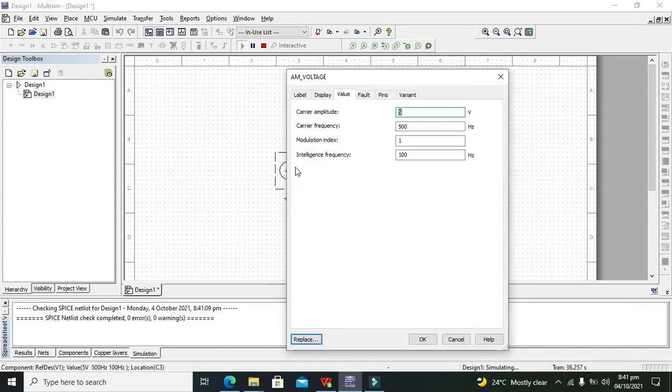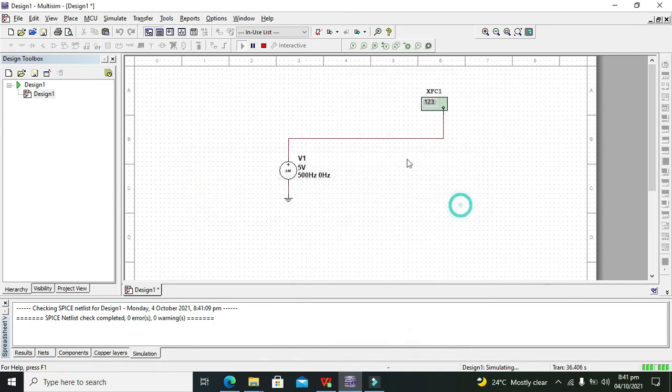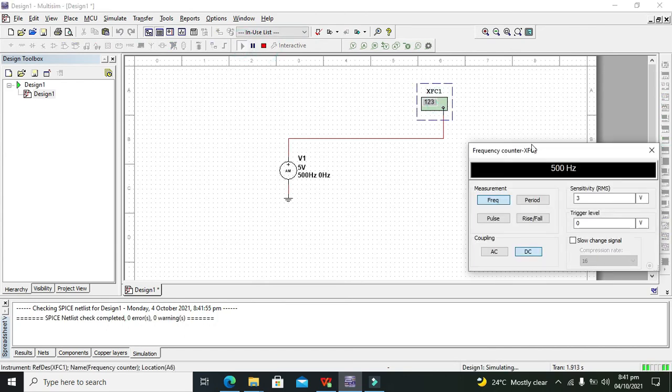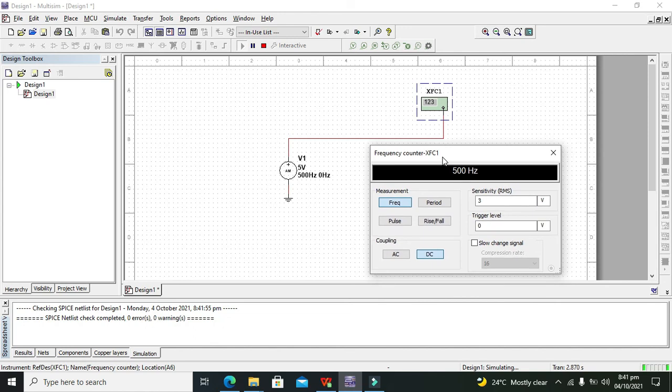Now we set the message frequency to 0 hertz, and hopefully we will get 500 hertz. Why is it so? Because there isn't any message signal in it, so it is a pure 500 hertz.